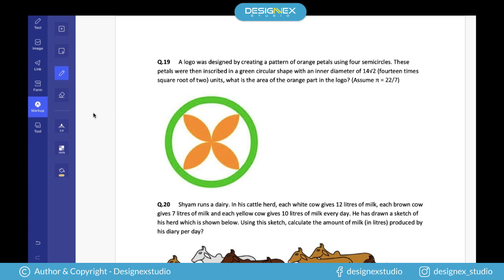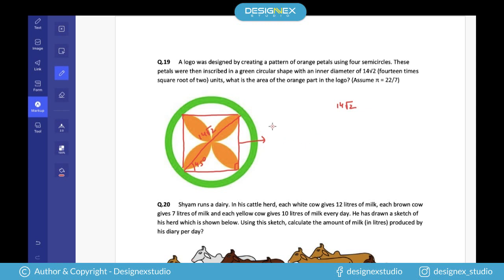Okay, so guys, 19th one, pretty simple if you try to decode this image. If you see, you can form a square right around here. The inside diameter is given as 14 root 2. Either you can do this, this is forming a right angle triangle. This is 14 under root 2. This one would be 45 degrees. So I can calculate this one.